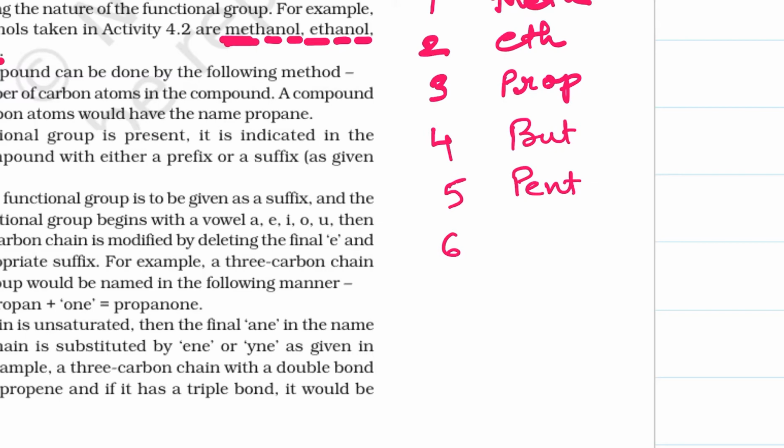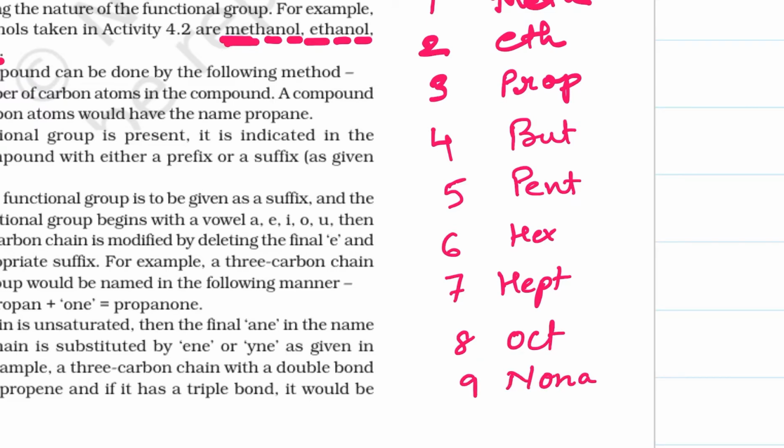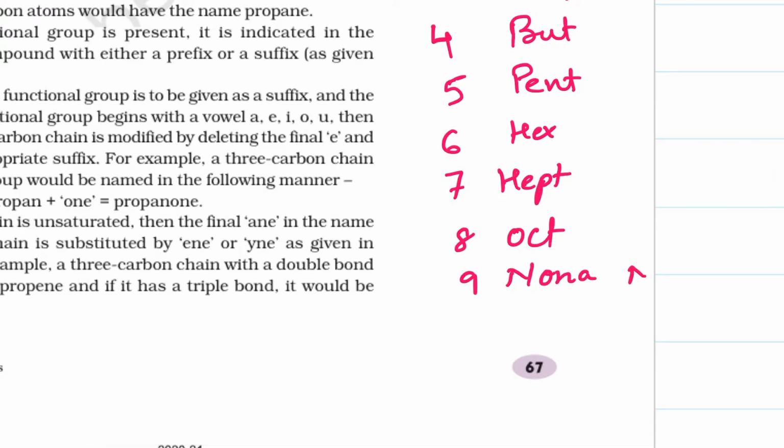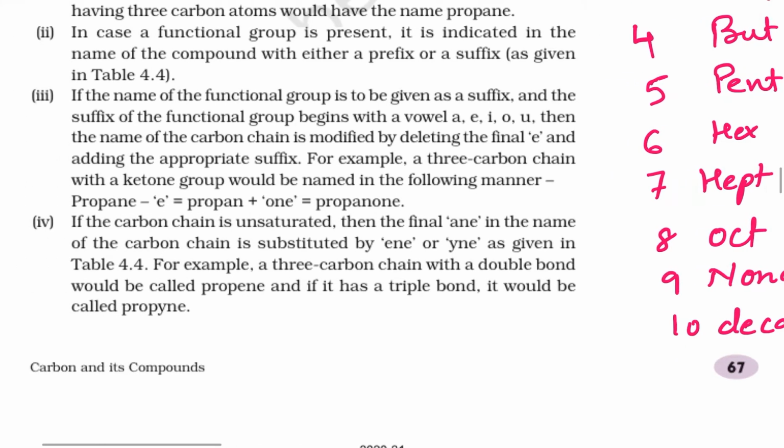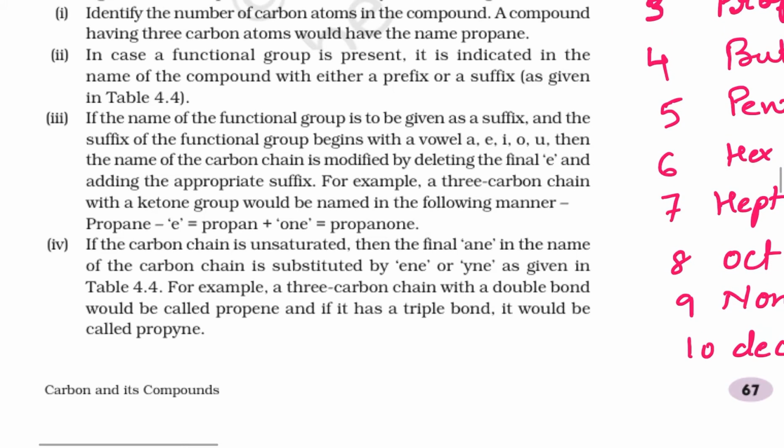6 hex, 7 hept, 8 oct, 9 nona or nano, 10 deca, and so on. So these are the first 10. Then if it is 3, we know it is propane.